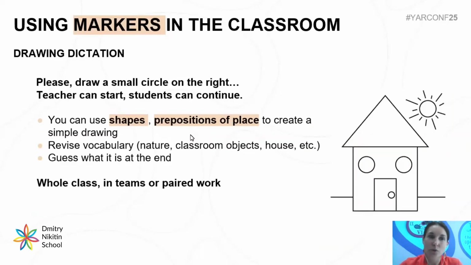Another drawing activity is drawing dictation. Here is great for revision of shapes, prepositions of space, and some simple vocabulary, so it's good for young learners. Vocabulary like nature, classroom objects, house, vocabulary works perfectly. So like the beginners. Here, a teacher or a student can dictate what to draw. Like draw a small circle on the right, or draw a triangle in the center, etc. And then at the end, students can compare their pictures to the original and see how close they are.